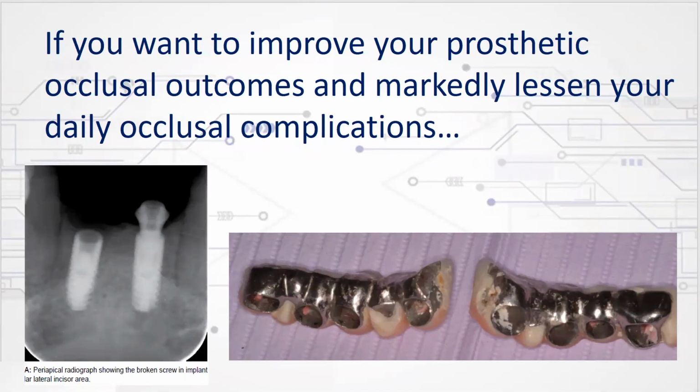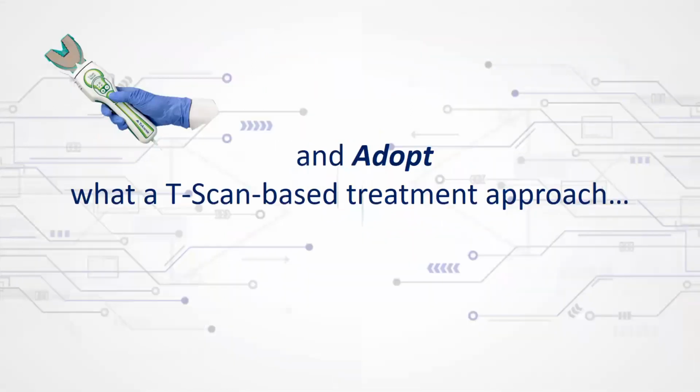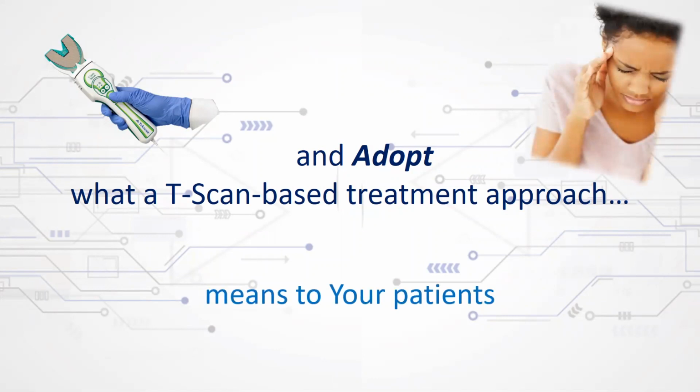So in simple terms, if you want to improve your prosthetic occlusal outcomes and markedly lessen your daily occlusal complications, like fractured implants, fractured implant-supported restorations, and also chipping of porcelain on conventional crowns and patients complaining about sore teeth, you will need to evolve occlusally as well and adopt a T-scan based treatment approach, and understand what it means to your patients, but also what it means to your practice.